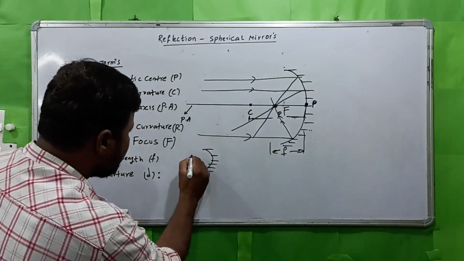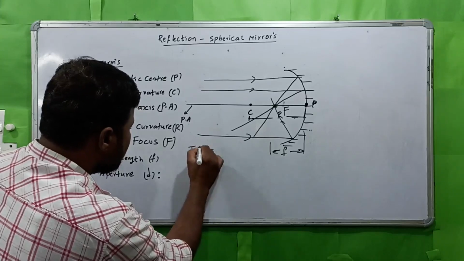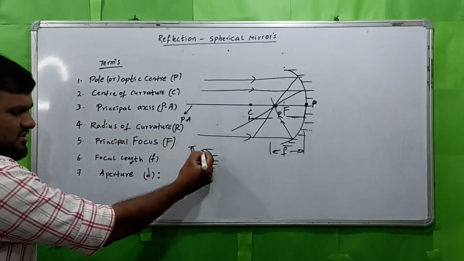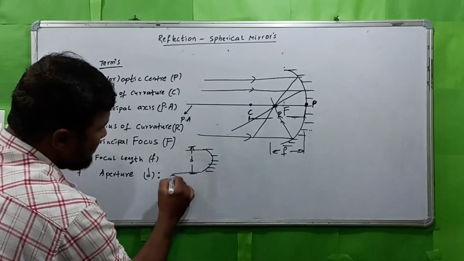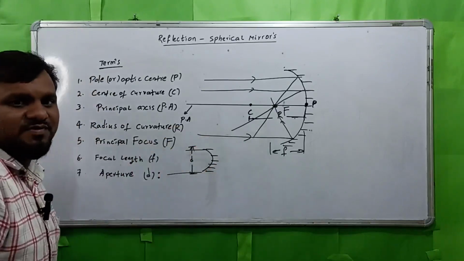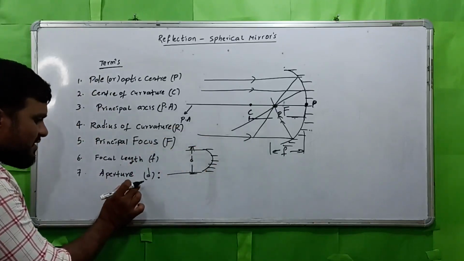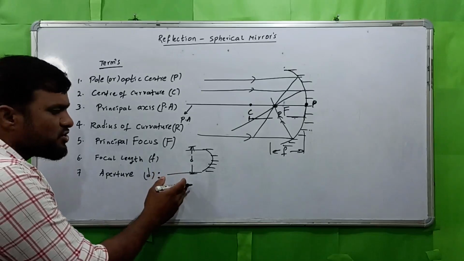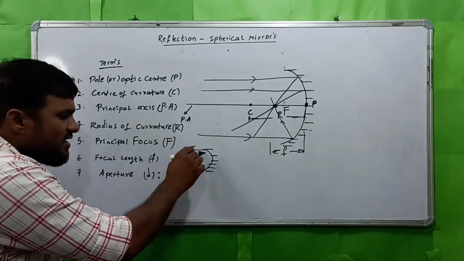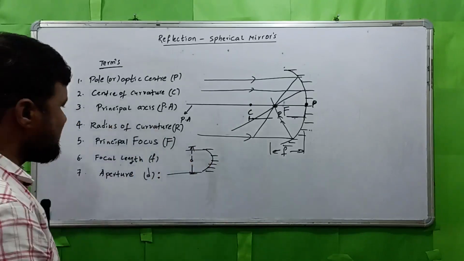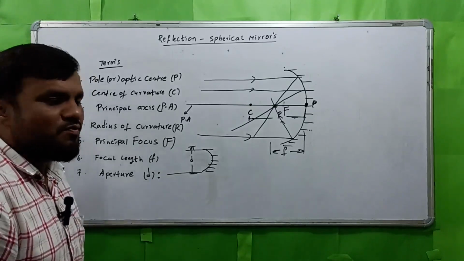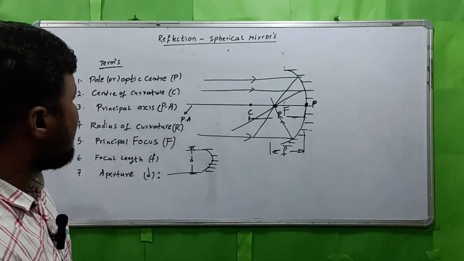Concave mirror. This is the D, the aperture for the concave mirror. This part means from this area light incident and reflection takes place. Again, the diameter of the enclosed circular portion of a mirror from which light incident and reflections take place. These terms are very important. We must know how light behaves.